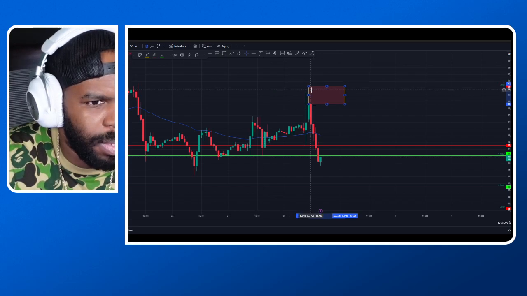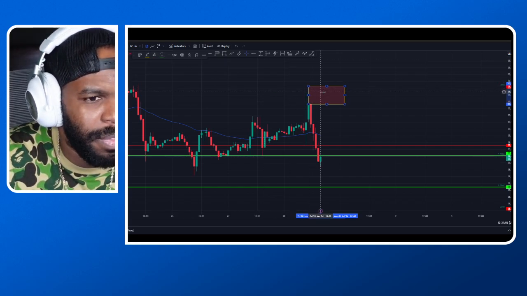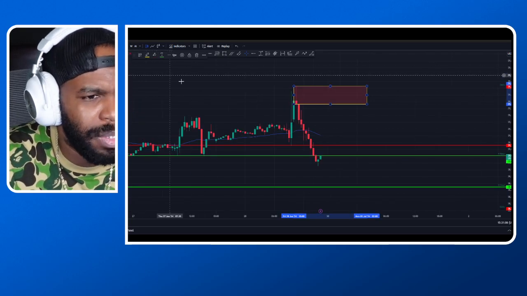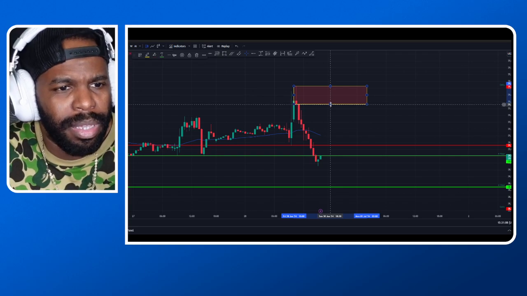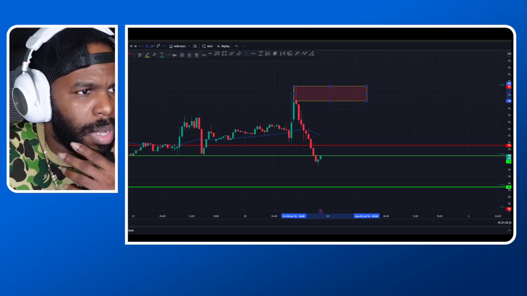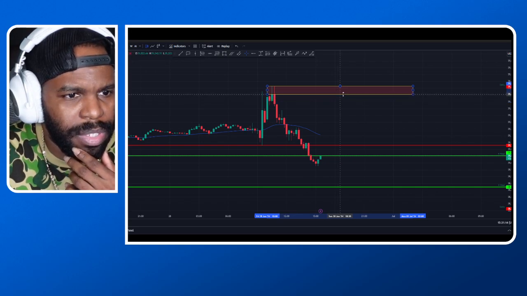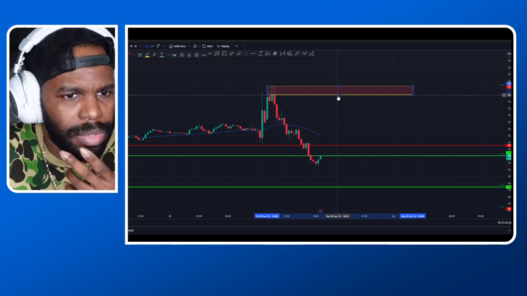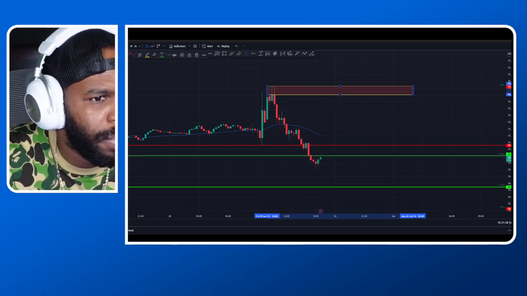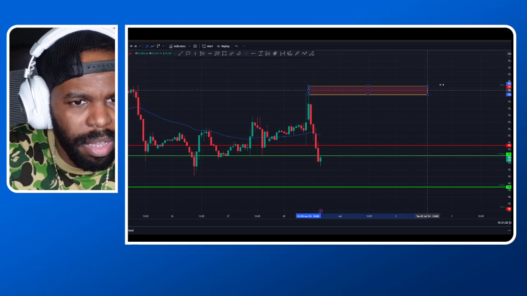Draw my wick to the body, and if I feel the zone is too big, I break it down to the 30-minute to see if I can make it a little bit smaller. If you want to make it even smaller, you can go to the 15-minute chart and do it like that. Shorten it up real quick. Now we don't have too big of a zone.